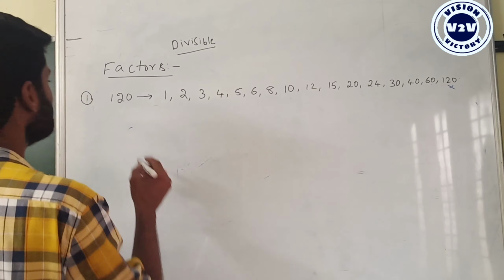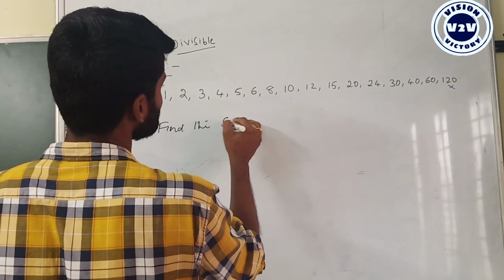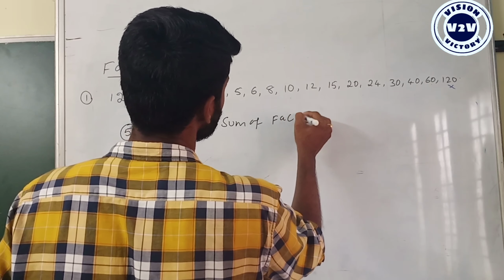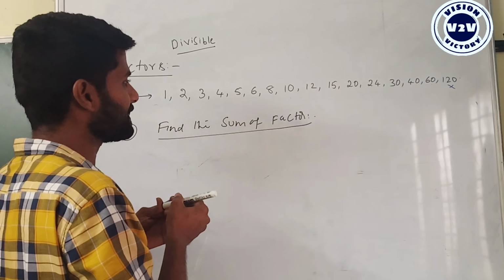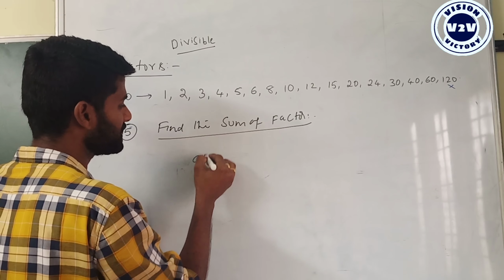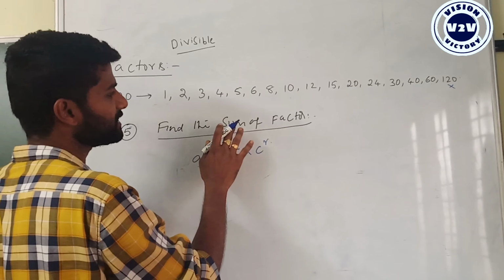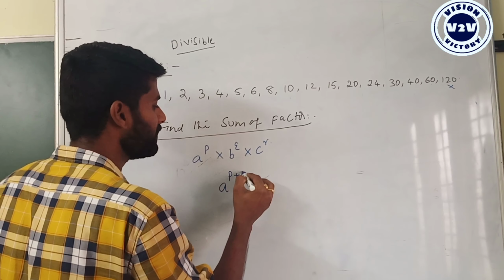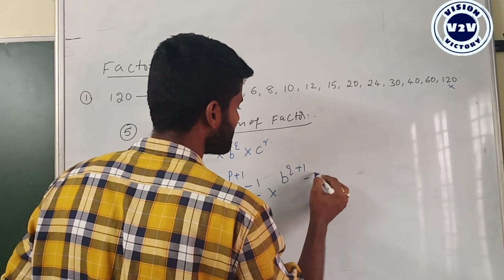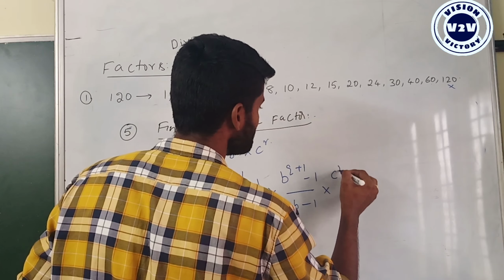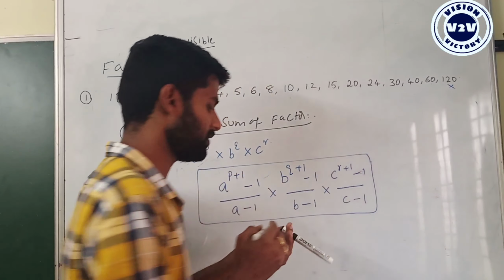Next, see, we'll go to the fifth question. Find the sum of factors. Find the sum of factors for 120. This is the question. So we have a formula for finding the sum of factors. If any number is in the form a power p into b power q into c power r, the formula for the sum of the factors is equal to (a power p plus 1 minus 1) by (a minus 1) into (b power q plus 1 minus 1) by (b minus 1) into (c power r plus 1 minus 1) by (c minus 1). This is the formula for finding the sum of factors.